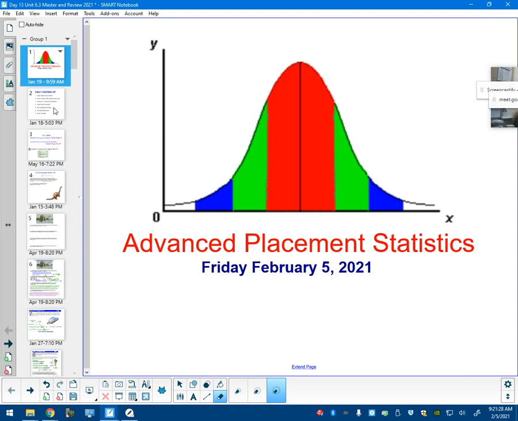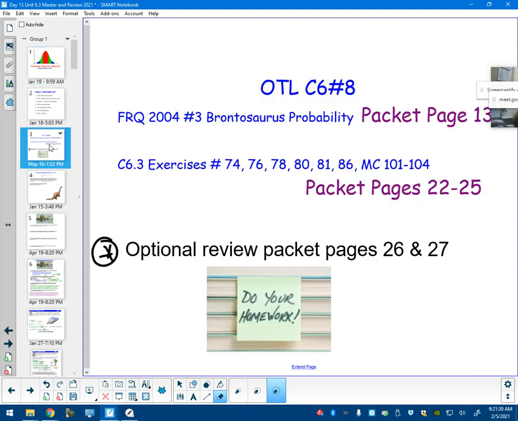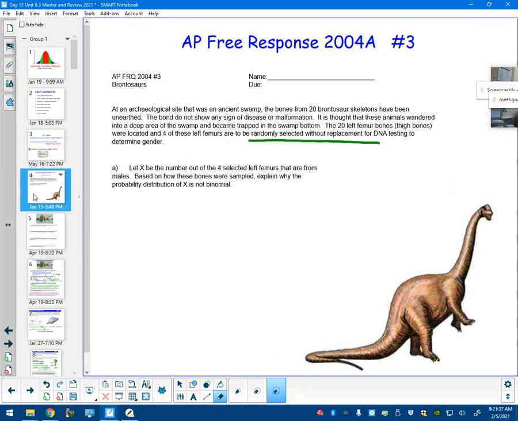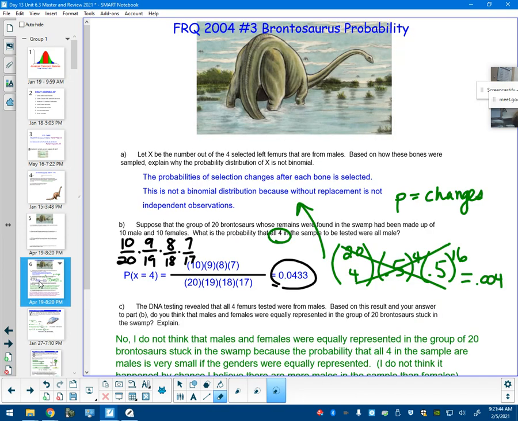All right, welcome to Friday. We are checking our homework, which is assignment number 8. It was a Brontosaurus FRQ and some exercises that were out of the book, but I put them on a worksheet for you. So, is everybody okay with part A of the Brontosaurus, that the last two kind of fail because you're not doing it with replacement? So you don't have independence, and your probability that it's supposed to be 50-50 is going to change each time.